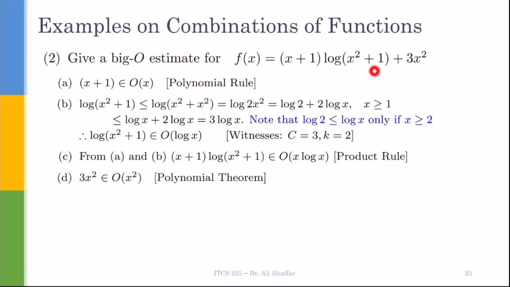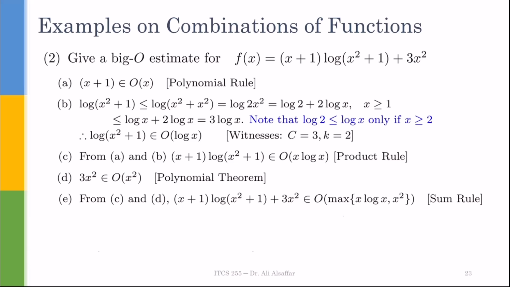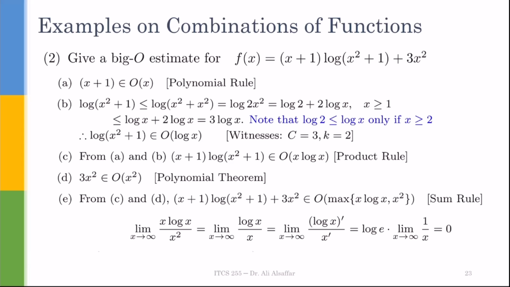And to find the order of the sum of these two parts, we use the sum rule. In the sum rule, since we found the order of this part x log x, and we found the order of this part 3x squared, the order of the summation will be equal to the order of the maximum between these two functions. To find the maximum between these two functions, we use infinite limit.